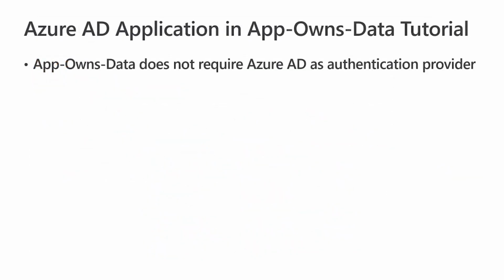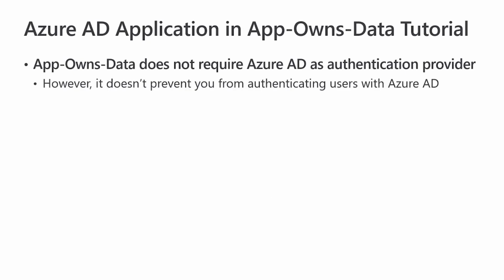So another thing that we're going to be doing is using App Owns Data. Now we're going to create an Azure AD application, but there's something that could be a little confusing unless you fully understand what's happening. One of the big benefits of App Owns Data is that it doesn't require Power BI licenses. Therefore, you don't have to use Azure AD as an authentication provider. However, it doesn't prevent you from using Azure AD as an authentication provider.